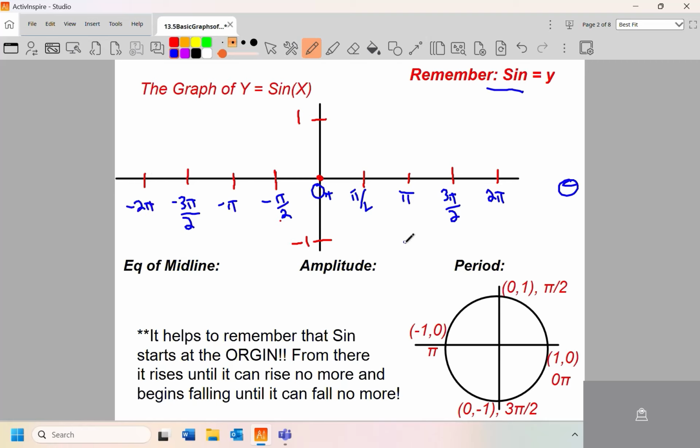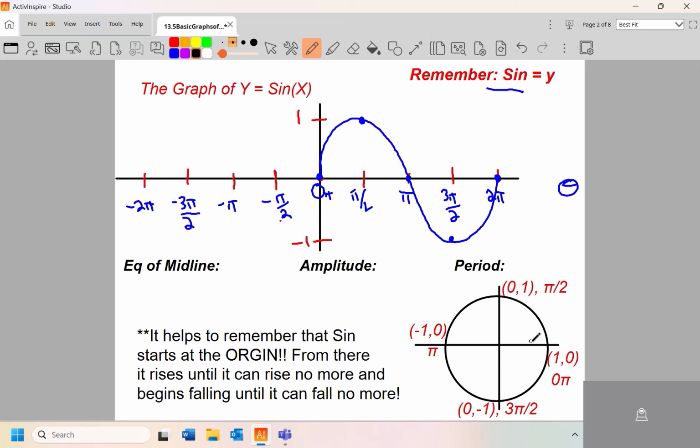Now, if we look at the sine of 0 pi, we have a y value of 0. If we look at the sine of pi over 2, we have a y value of 1. At pi, y is back to 0. At 3 pi over 2, we have fallen to negative 1. And at 2 pi, we have risen back to the midline, or to the x-axis. So one full cycle of the sine graph to the right looks something like this. And you're just unwinding the circle, is all you're doing.